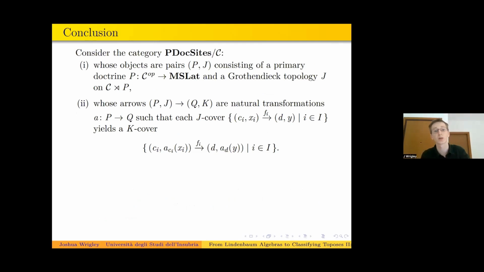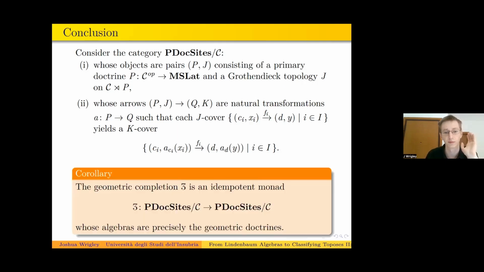I just need to quickly describe what the category that monad is working on. It's the category whose objects are pairs consisting of a primary doctrine and a Grothendieck topology on its Grothendieck construction. And arrows are going to be morphisms of primary doctrines such that J covers are being sent to K covers. I've called this category primary doctrinal sites over C. That's not a good name, but it suffices to just write down this last result, which is that the geometric completion is an idempotent monad on this category whose algebras are precisely the geometric doctrines. And hopefully that's been less than 3 minutes. Thank you very much.